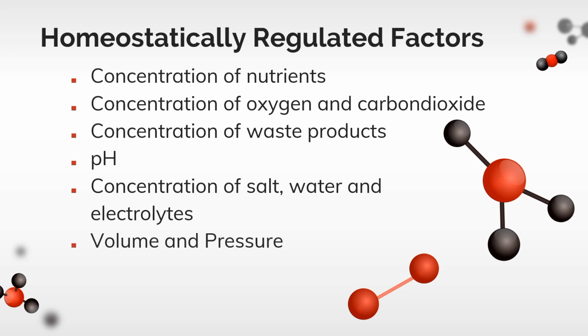Next is volume and pressure. The circulating component of the internal environment, that is the plasma, must be maintained at adequate volume and blood pressure to ensure body-wide distribution of this important link between the external environment of the body and the cells.